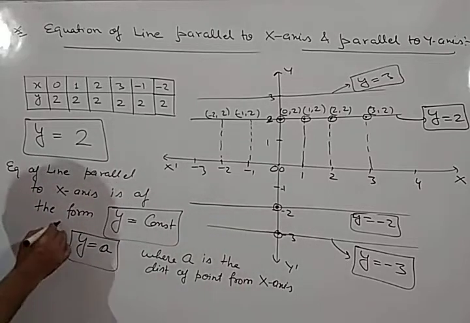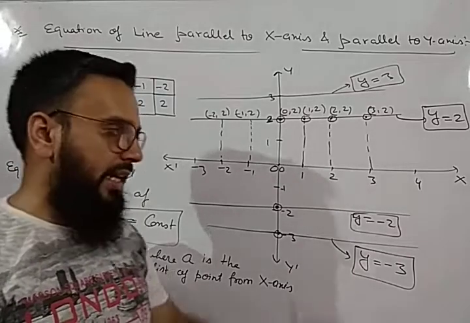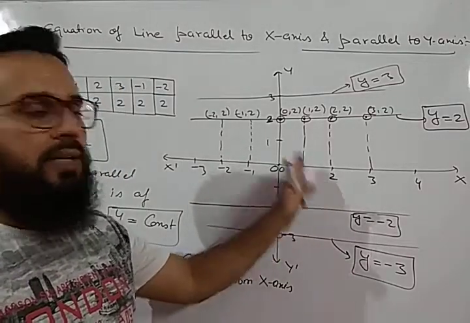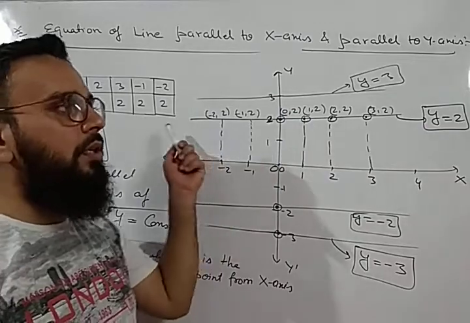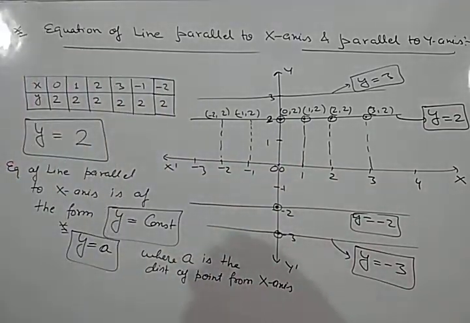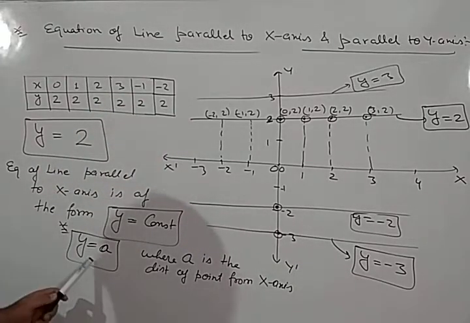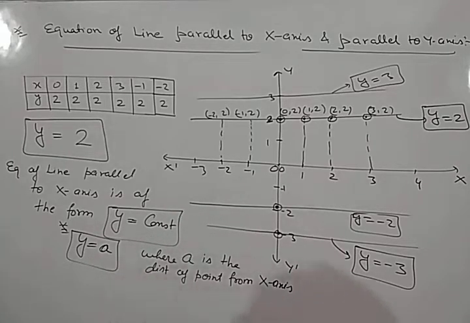This is the general form of the equation of a line parallel to the x-axis: y is equal to a. Here a means any number, positive or negative, from where the line is passing, and the line is parallel to the x-axis. So any equation of a line parallel to the x-axis is given by y is equal to constant. Note it down, and draw the figure also so that you may remember it.